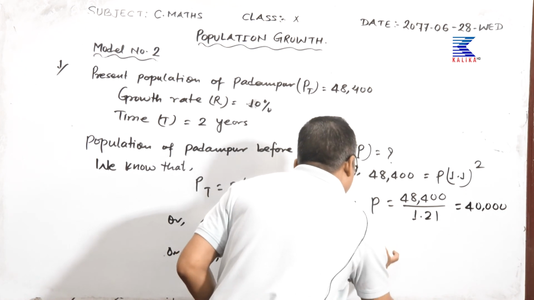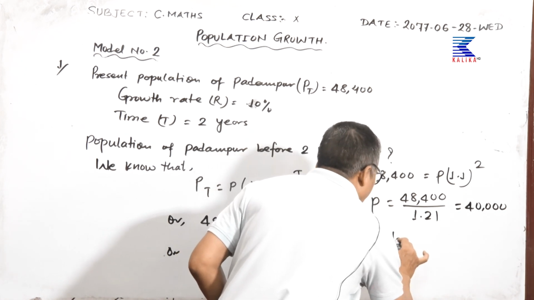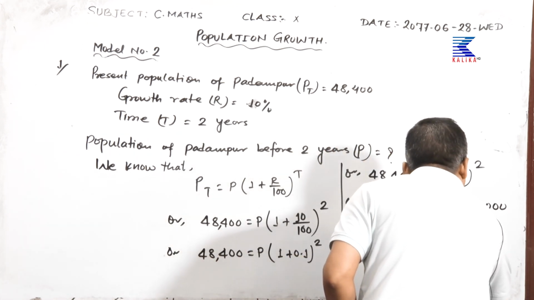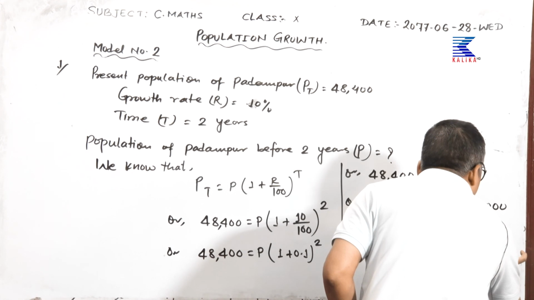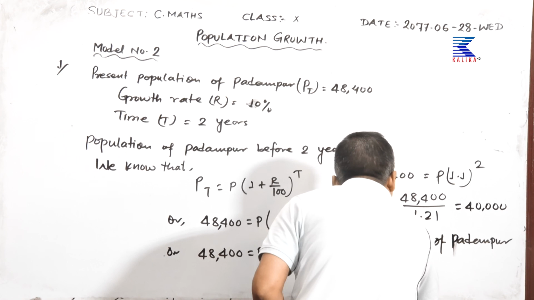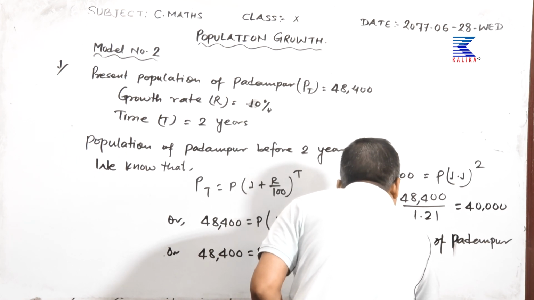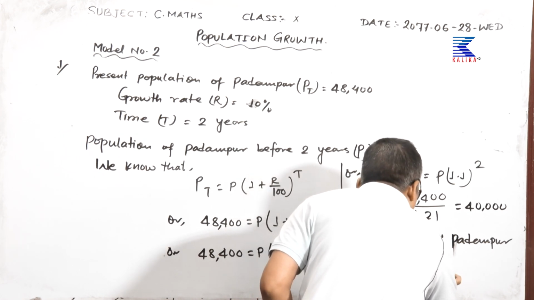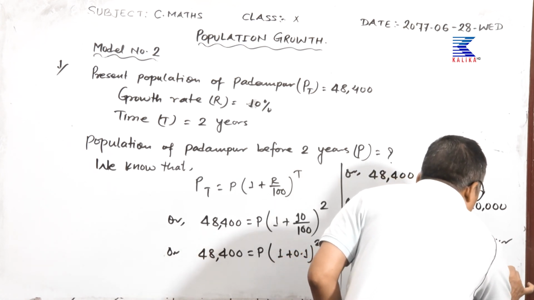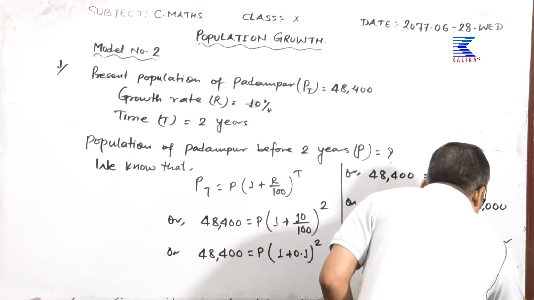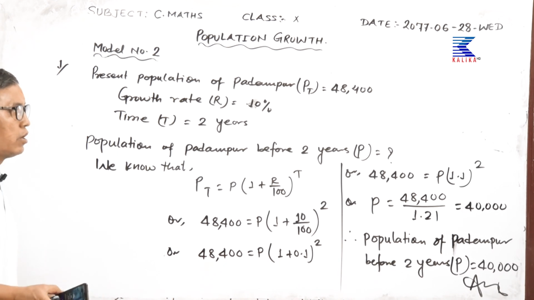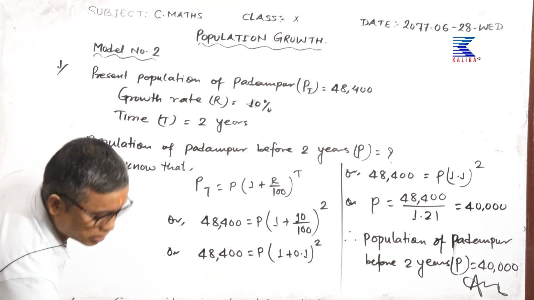Therefore, population of Padampur before 2 years, P is equal to 40,000. This is the answer of this question. Thank you very much. There are 5 questions, all questions are similar to each other. Thank you. Have a nice day.